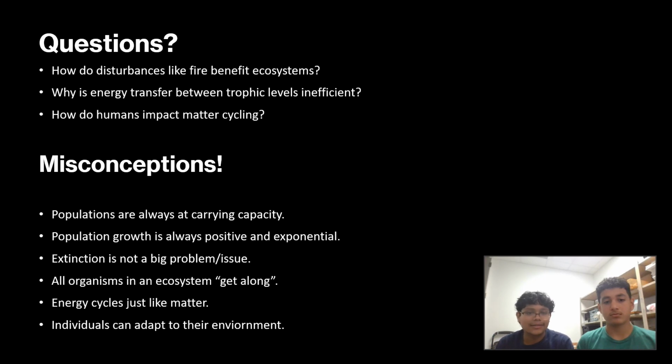All organisms in an ecosystem get along. This is not true, as there are many predator-prey relationships, and it's not just mutualism. Energy cycles just like matter. This is not true either, as energy gets lost between every level due to heat, so only 10% is transferred. Individuals can adapt to their environment. This is not true. Individuals cannot adapt. Only populations can adapt and evolve, via mutations, and then there's also natural selection and sexual selection.